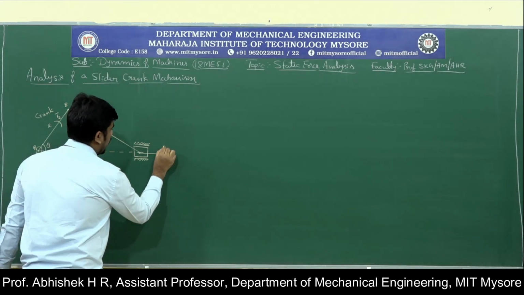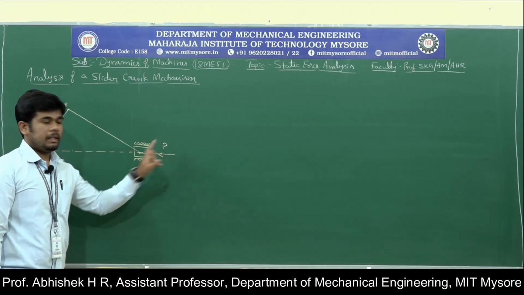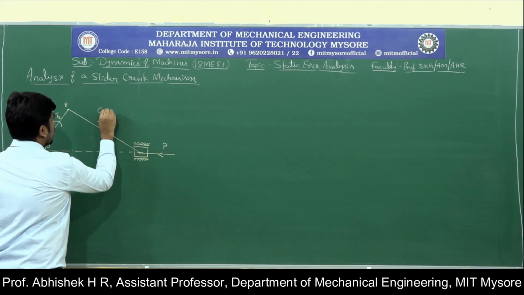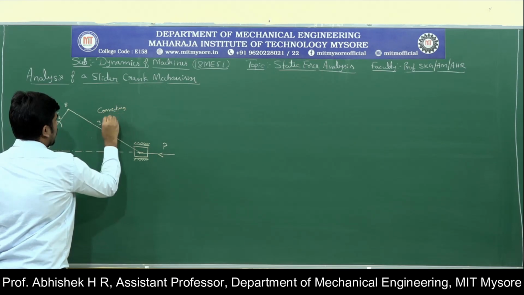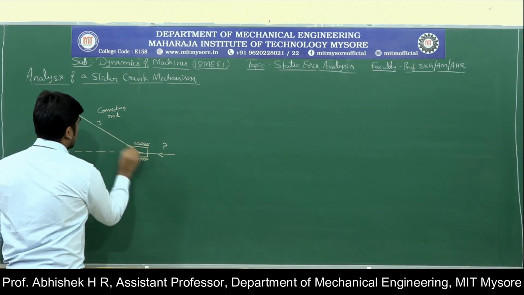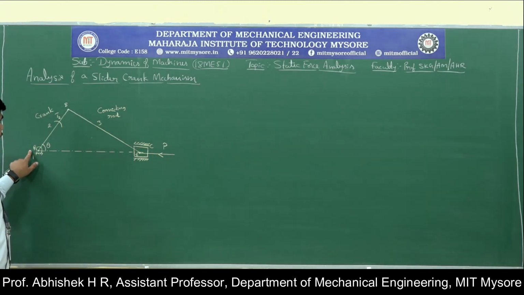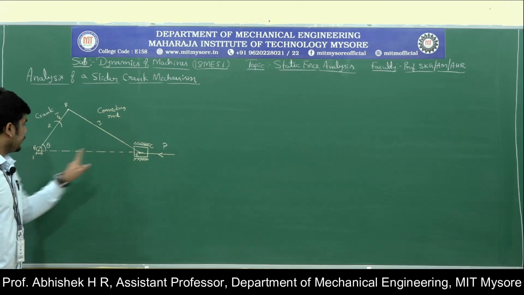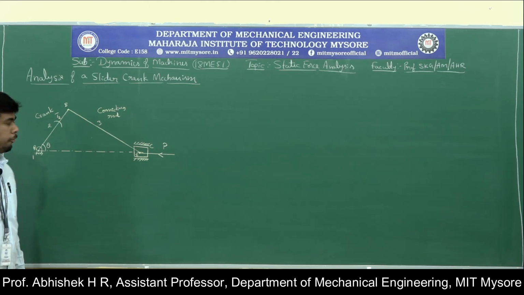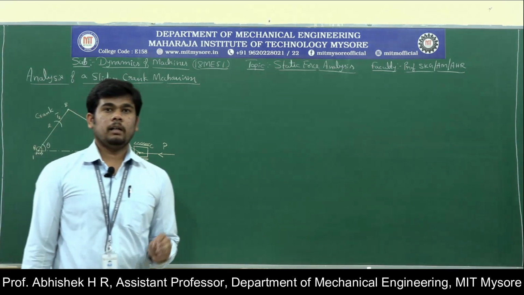And here I am applying some amount of load, that is represented by capital letter P, and this link is 3 and this is the connecting rod, and this will be C and link is 4. Point A, point B, point C, this is the link 1, link 2, link 3, and here it is the link 4. Now I have completed the construction of the slider crank mechanism.